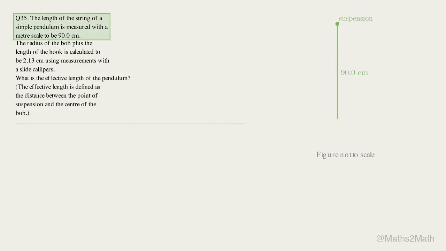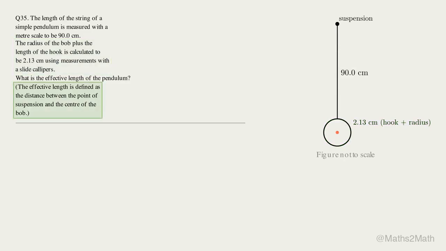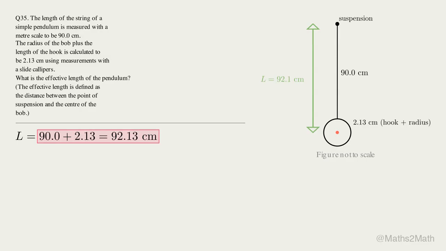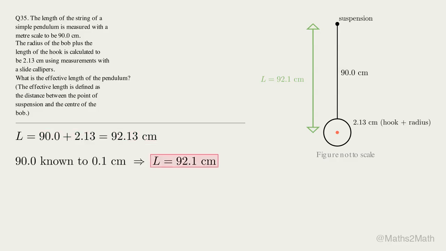Question 35, the last one. The string measures 90.0 centimeters with a meter scale, and the bob's radius plus hook is 2.13 centimeters from a slide calipers. We need the effective length, suspension point to the center of the bob. What does this mean? Add the two, but keep only the precision of the coarser measurement. The effective length is the sum. 90.0 plus 2.13, which is 92.13 centimeters. But 90.0 is known only to 0.1 centimeter, so the sum must be rounded to one decimal place. 92.1. Hence, the effective length is 92.1 centimeters.